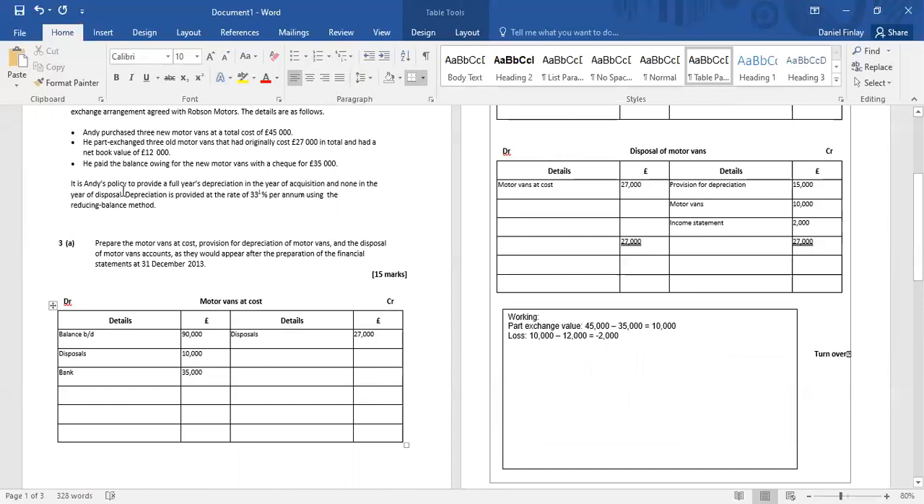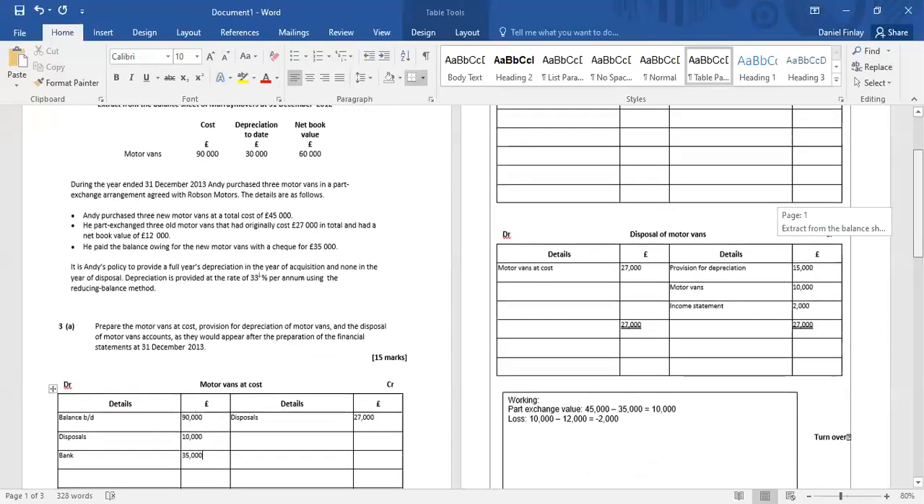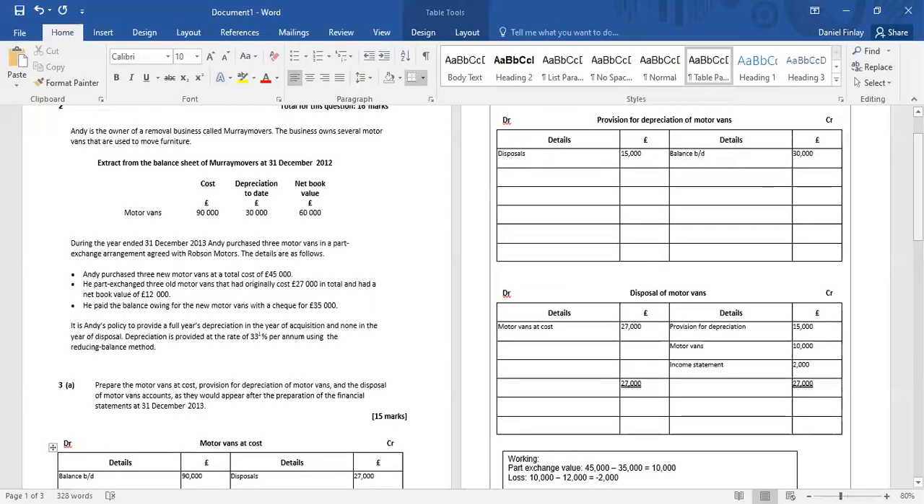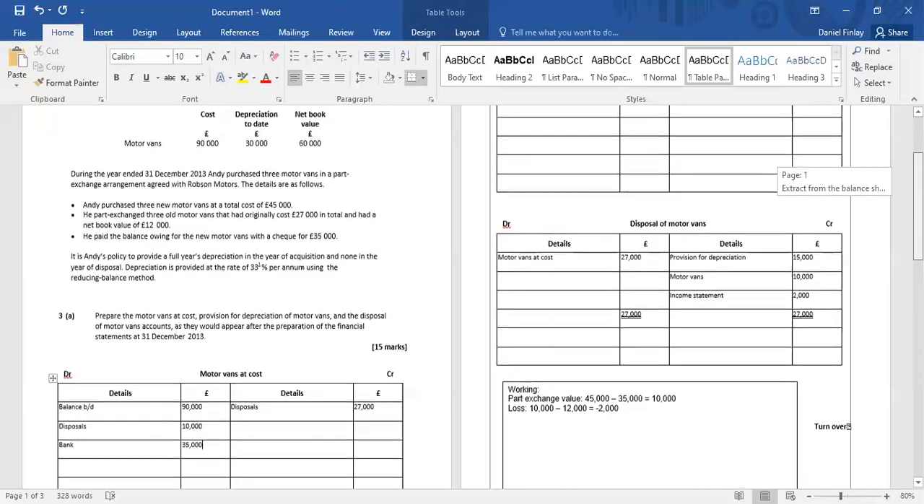It says it is Andy's policy to provide a full year's depreciation in the year of acquisition, so that just means the year of purchase, and none in the year of disposal. Depreciation is provided at a rate of 33 and a third percent, so it just means a third of the number per annum using the reducing balance method. So what we need to do now is we need to see what the current net book value of everything.